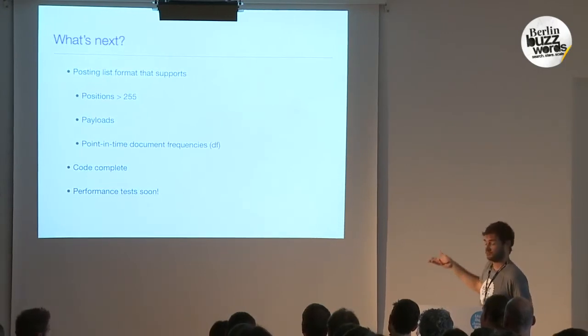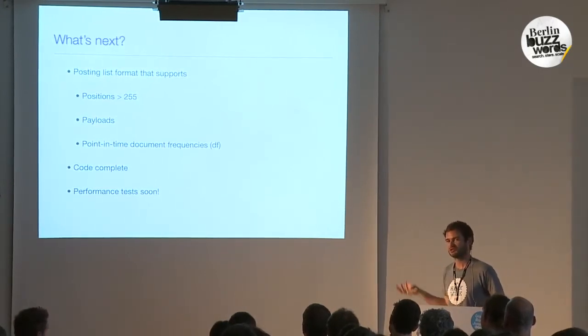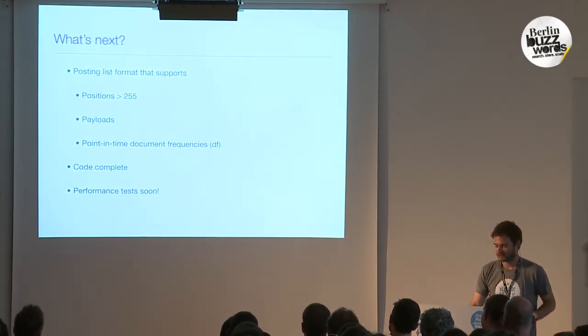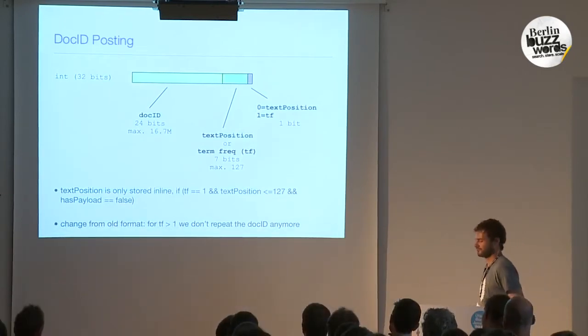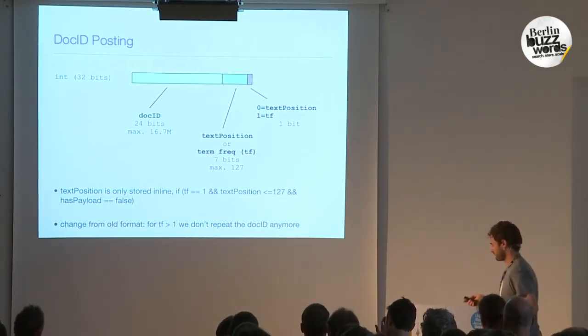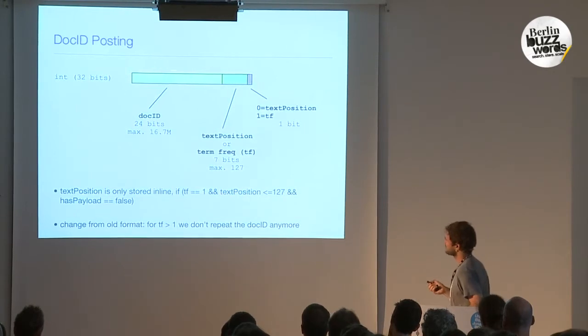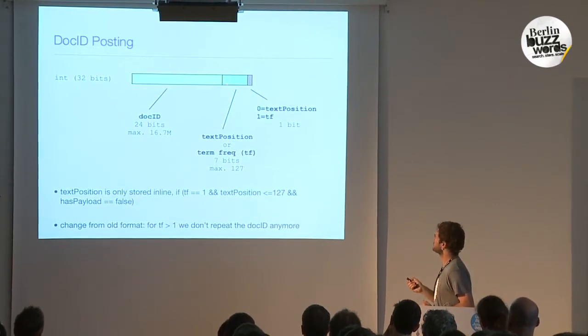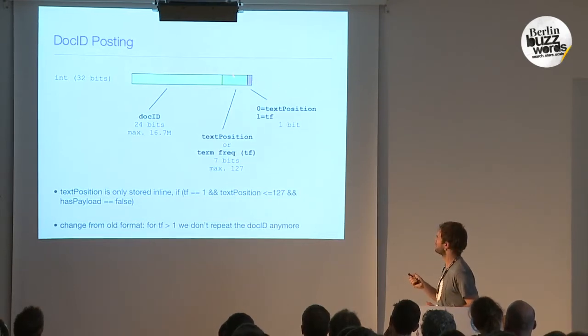And actually, we implemented all this stuff. It was completed this week, but we haven't tried it out yet. So I can't promise performance numbers yet, but we think it should be pretty good. I'll just quickly give you the general idea. We are changing the encoding of the doc IDs very slightly. We still use 24 bits for the doc ID. We now use only 7 bits for the position or the term frequency, and we use 1 bit to indicate what we are storing in here.